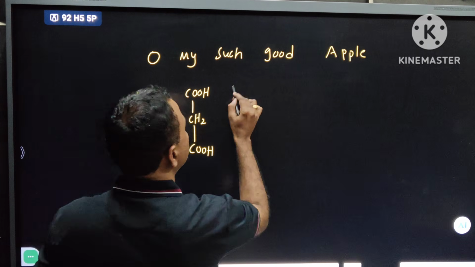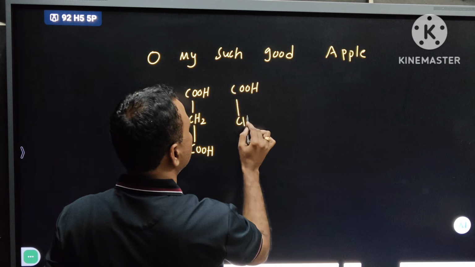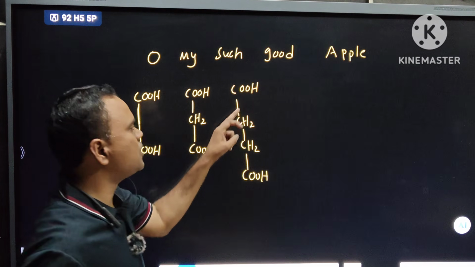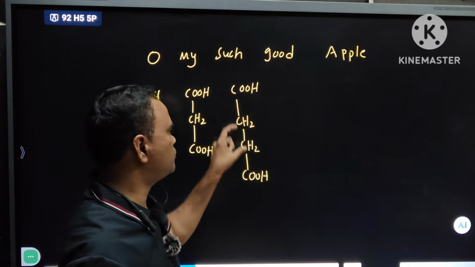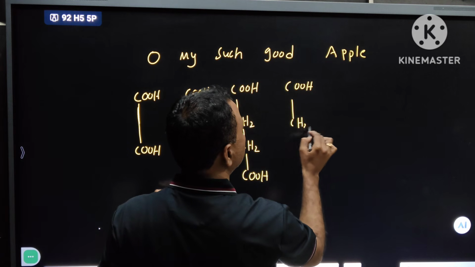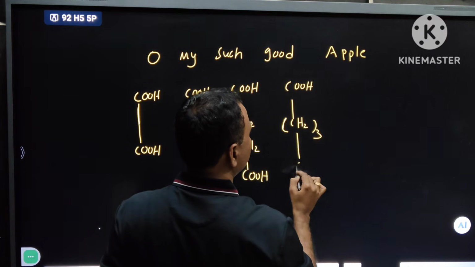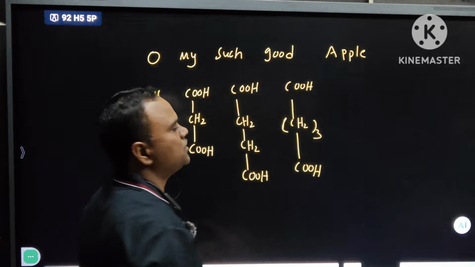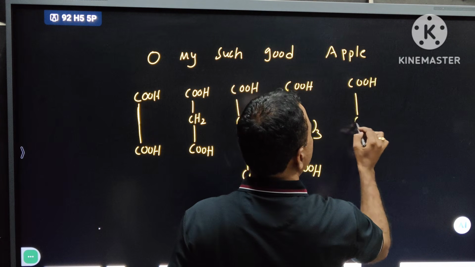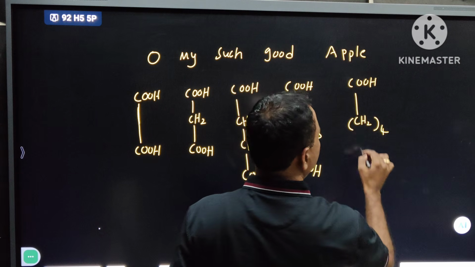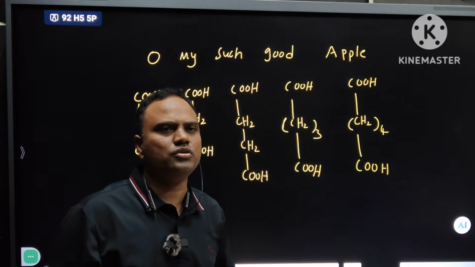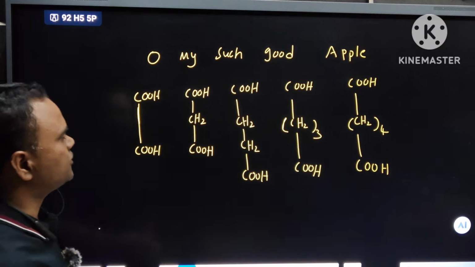One second. COOH, CH2, CH2, COOH. How many CH2 groups are present in the middle? 2 CH2 units. Now I am writing like this: CH2 taken thrice, means in the middle 3 CH2 units are present. Here, COOH, CH2 taken 4 times, COOH. How many? 4 CH2. Clear? Right.